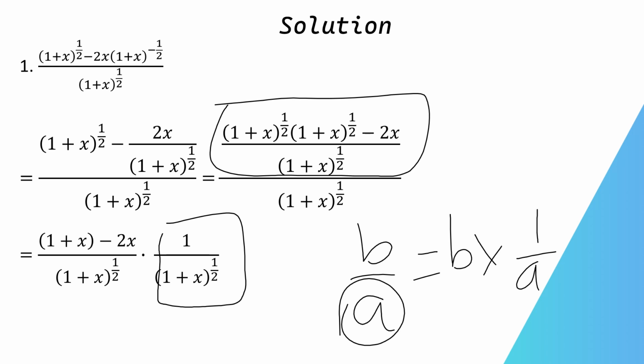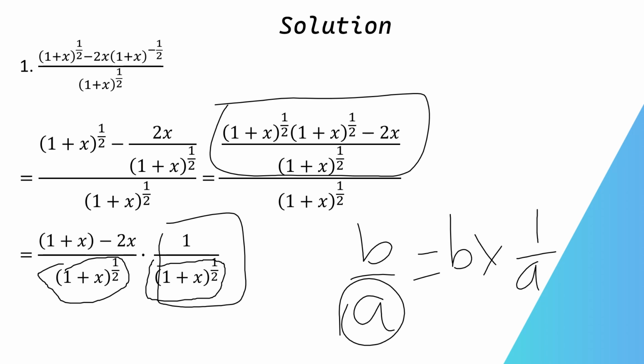So now how do we continue? All we do is to multiply the denominators. And here 1 times this will still give you the same thing. So 1 plus x minus 2x on 1 plus x to the exponent half multiplied by 1 plus x to the exponent half. And we've already deduced that 1 plus x to the exponent half multiplied by 1 plus x to the exponent half will give us 1 plus x.